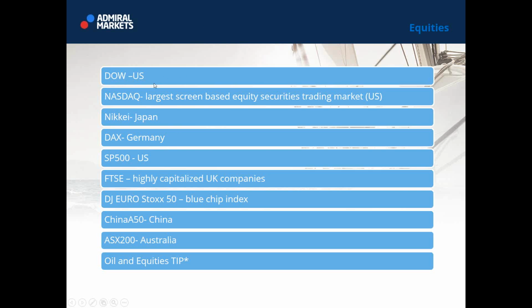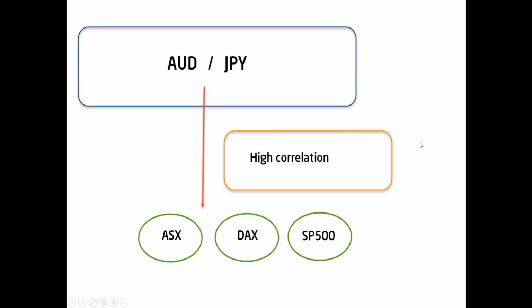Now, these are most well-known equities. Dow US, Nasdaq, largest screen-based equity securities trading market, Nikkei, Japan, DAX, Germany, SP 500 US, FTSE, highly capitalized UK companies, DJ Euro Stocks 50 blue chip index, China A50, ASX 200 Australia. Okay. So the point is, guys, out of all these equities here, I watch these.